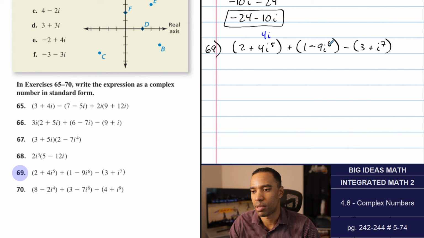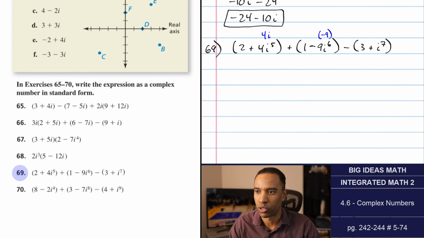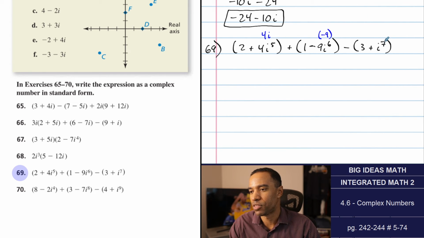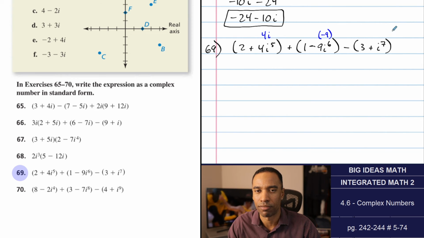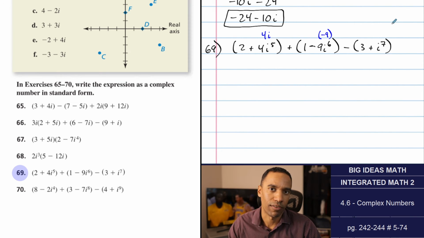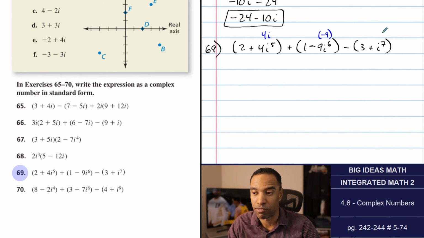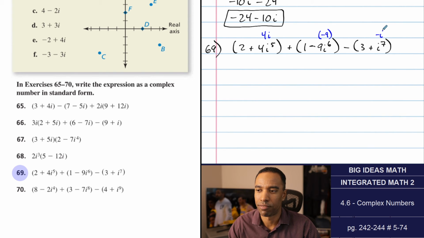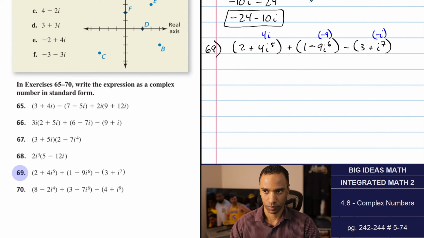i to the 6th is the same as i squared, which is the same as negative 1. So this guy will become a negative 9. We'll subtract negative 9, right? I wonder if I should just put plus 9 then. Oh boy, that's going to be a little weird. What should I write? I'll just write the negative 9, that's fine. And then i to the 7th is the same as i cubed, which is negative i. It's the remainder if I divide it by 4. So there's a negative i with that.